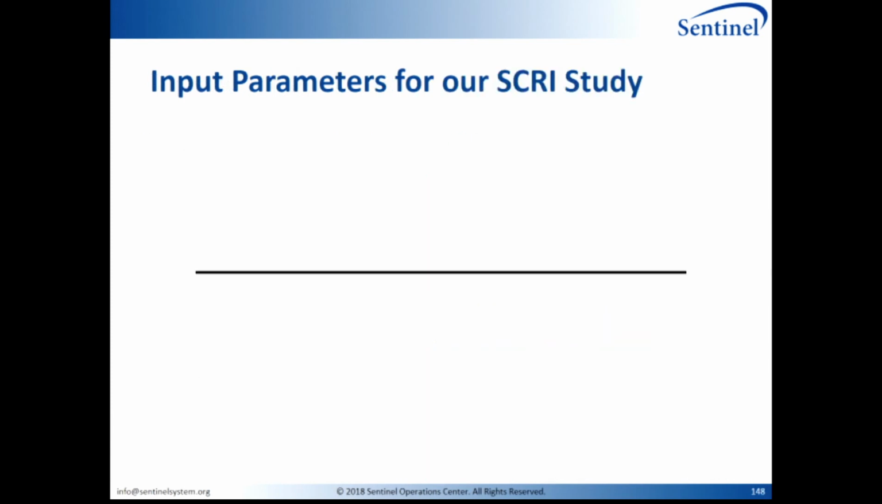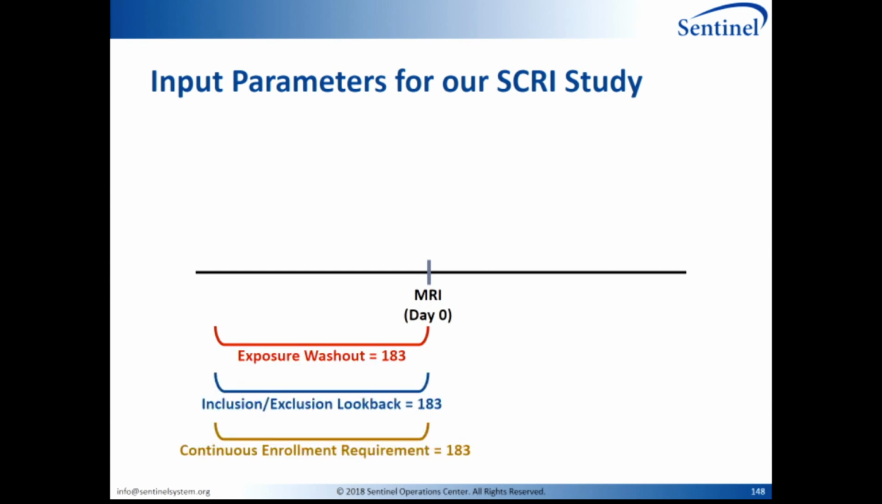So in our study specifically, what we chose was obviously MRI and MRA were the exposure. They defined day 0. We used a 183-day washout for the exposure and a 183-day look-back period for the inclusion and the exclusion, and also for the continuous enrollment requirement. Our risk window is, in this case, not much of a window. It's just day 0. We were interested in same-day seizure because that's the issue that arose clinically. We could have done a larger window, but because of the specific question at hand about same-day seizure triggering, the risk window is just day 0.